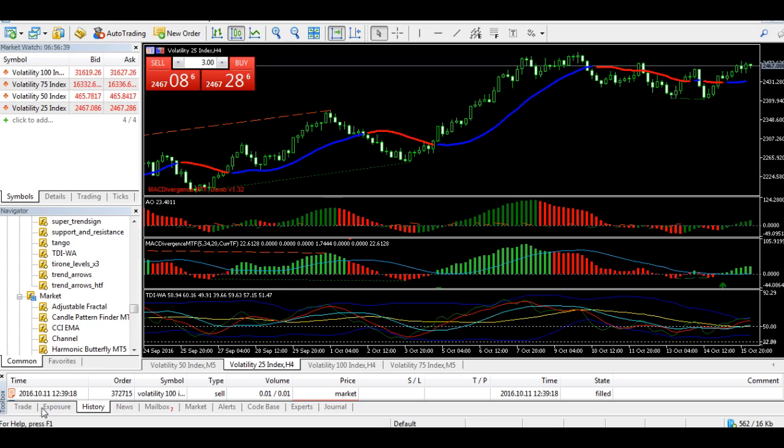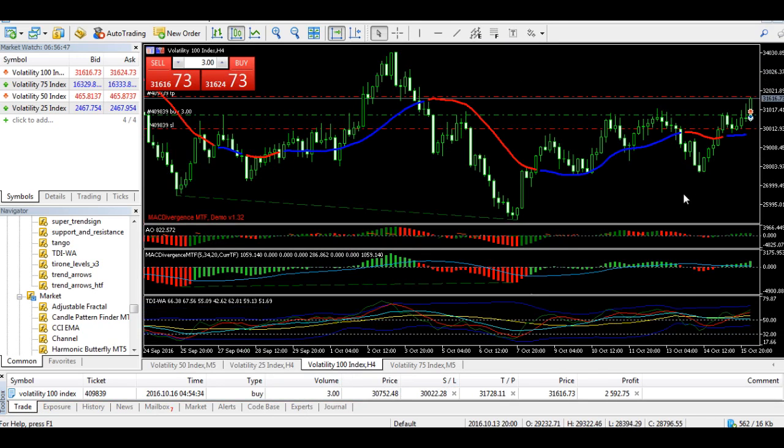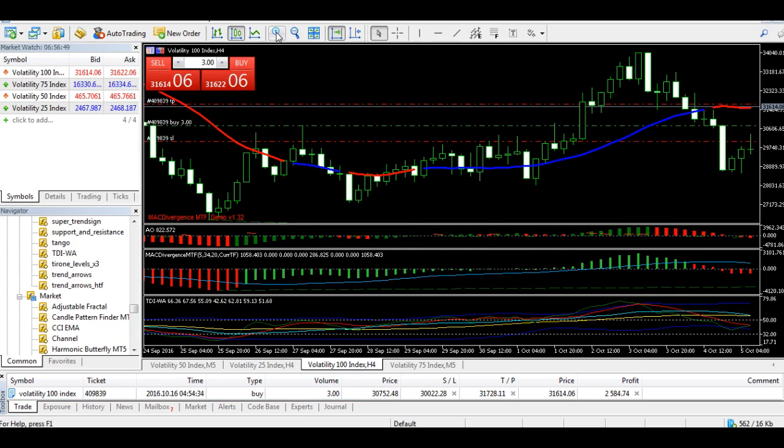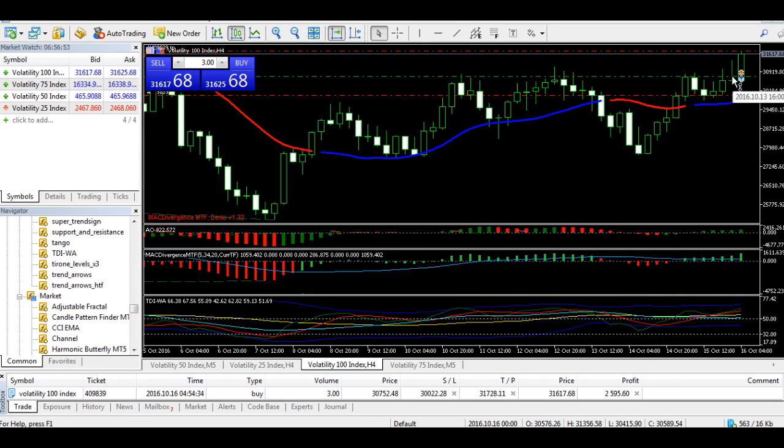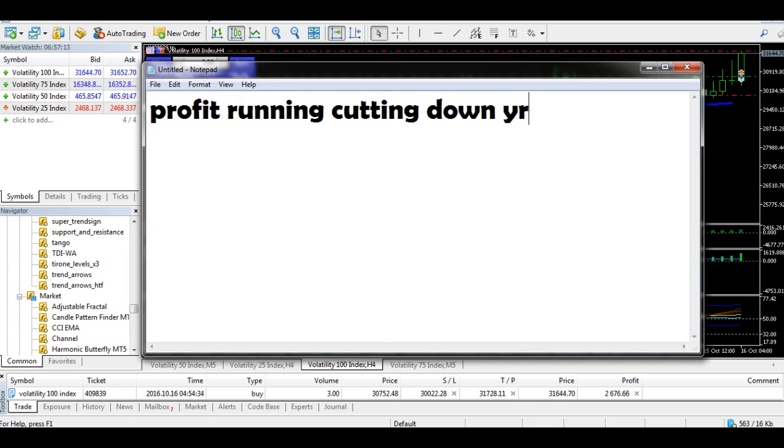Let us see how far the trade is going. As you can see, what I'm actually just waiting for in this is to just eat the goal, which is very soon it should be able to eat this. But now another thing I would like to tell you guys here is this principle of profit running and cutting down your losses. Cutting down your losses.